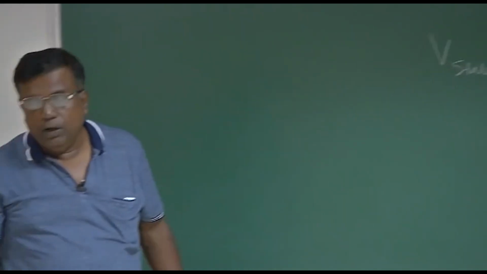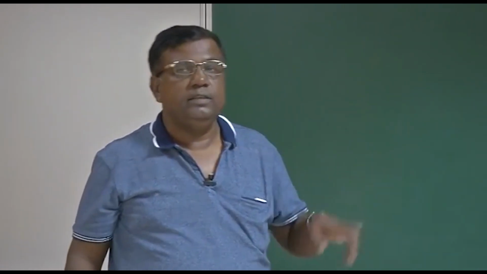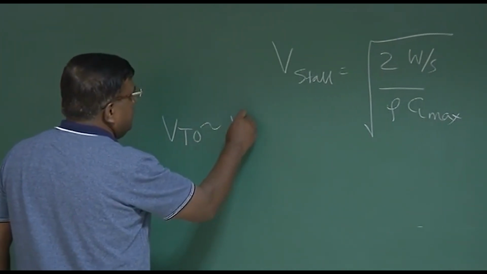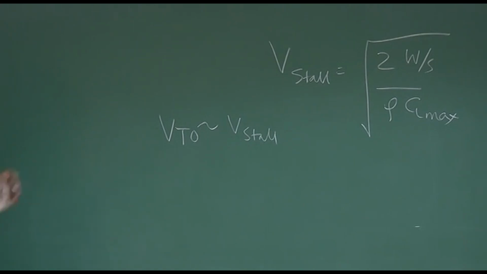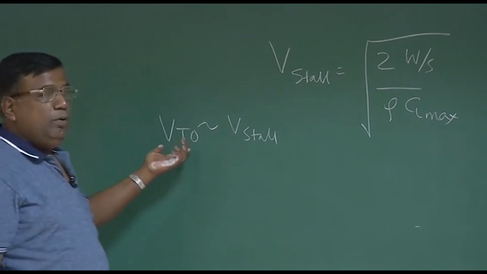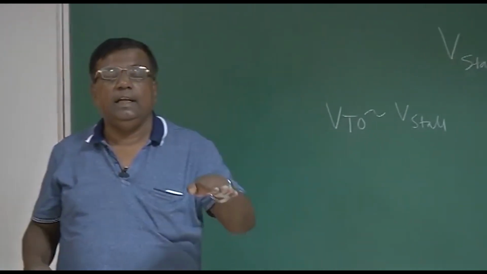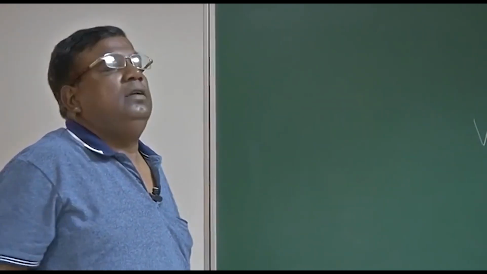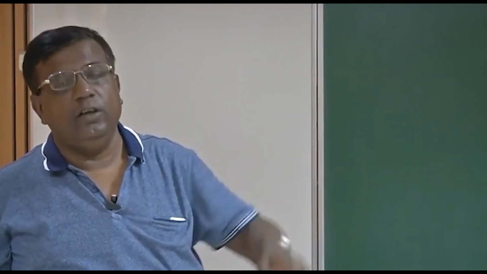As a designer, what do you want? The Vstall should be high or low? Remember, if Vstall is high, that means you need larger takeoff distance, because you know V takeoff is proportional to Vstall. It is 10 to 30%, or 15%, within that range of Vstall. So if Vstall is high, V takeoff will be high. So there are two possibilities. I have to put a bigger engine so that it can accelerate to that speed within shorter takeoff distance, or if I am not able to increase the engine power, then I will need larger takeoff distance.